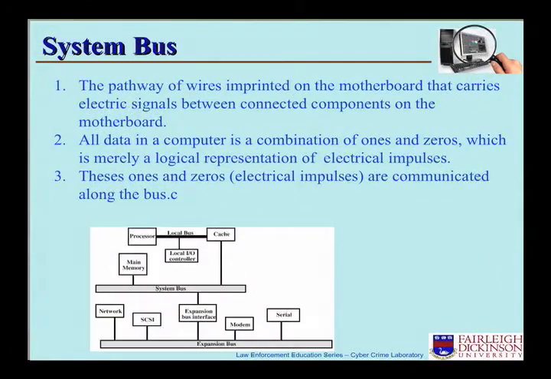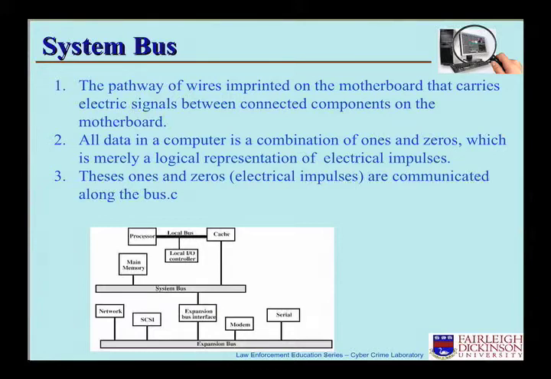A laptop has a laptop motherboard. A desktop has a desktop motherboard. Every computer system, generally speaking, has a motherboard. Regardless of where it's located or what kind of form it comes in, the motherboard is the one that brings it all together. On that motherboard, there's a complex network of wires that run through it.